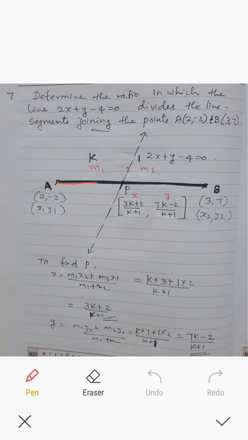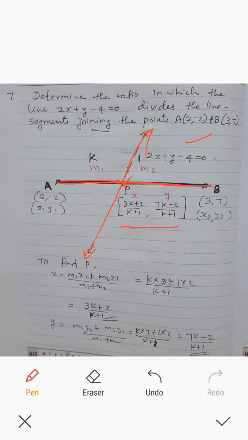See, line segment AB is divided by the line 2x + y - 4 = 0. That means the point P on the line 2x + y - 4 = 0 divides the line segment AB in a particular ratio. And by taking the ratio as K is to 1, we have found the coordinates of P. Now we are going to find K. How to find K? That is the problem in front of us now.